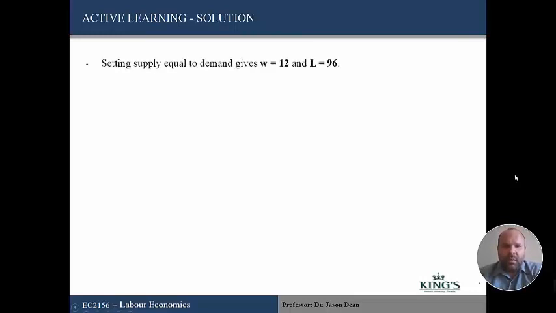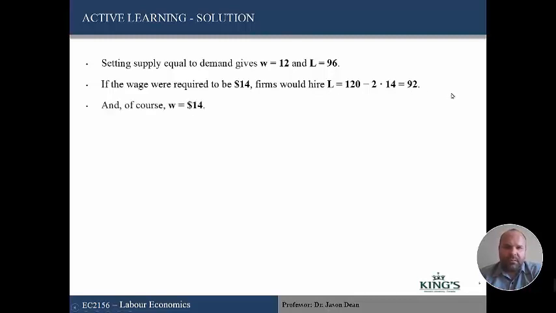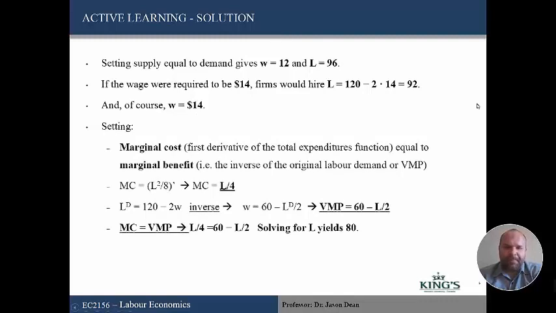Okay, so when we set the supply and demand curves equal to each other and solve for the equilibrium, we get that the wage is $12 and the amount of labor is 96. Now, if the wage was required to be $14 an hour, we can find out easily by substituting this into the demand for labor curve that the firms would hire only 92 workers. And of course, the wage is going to be the minimum wage at 14. So clearly there was a reduction in employment.